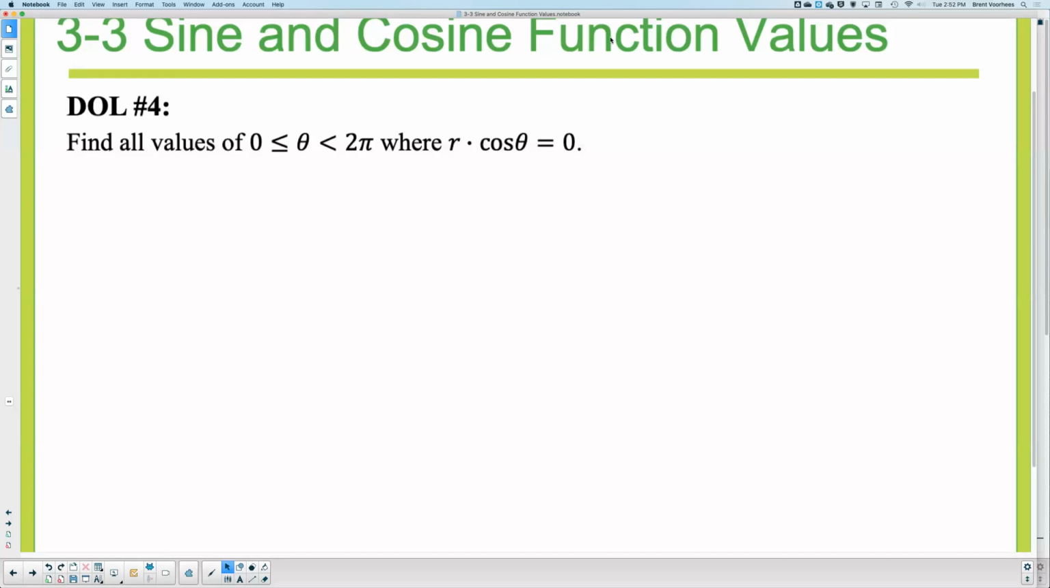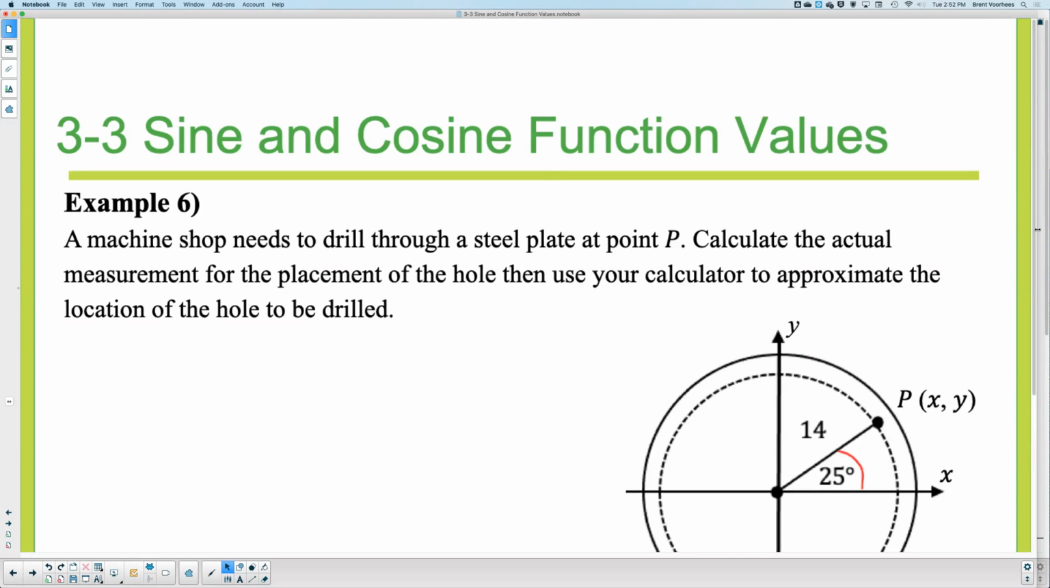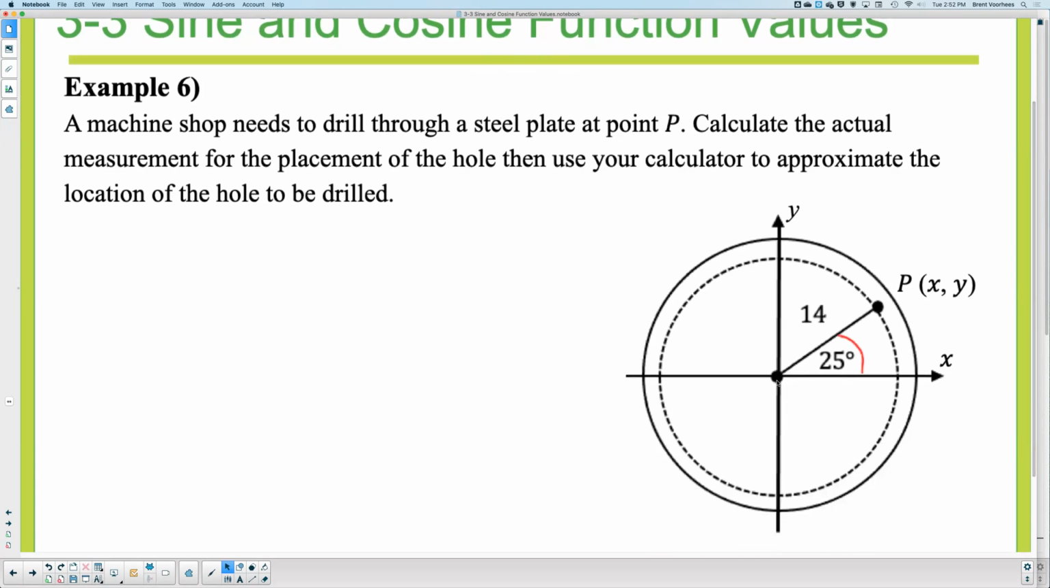All right, DOL number 4, part one here. Example 6. A machine shop needs to drill through a steel plate at point P here. Calculate the measurement for the placement of the hole, then use your calculator to approximate the location of the drill bit. So here, I need to know x and y. How can I find my x? What function does x? And this is given a r. What function finds x? Cosine. So cosine of 25 degrees will equal your x divided by your r of 14.